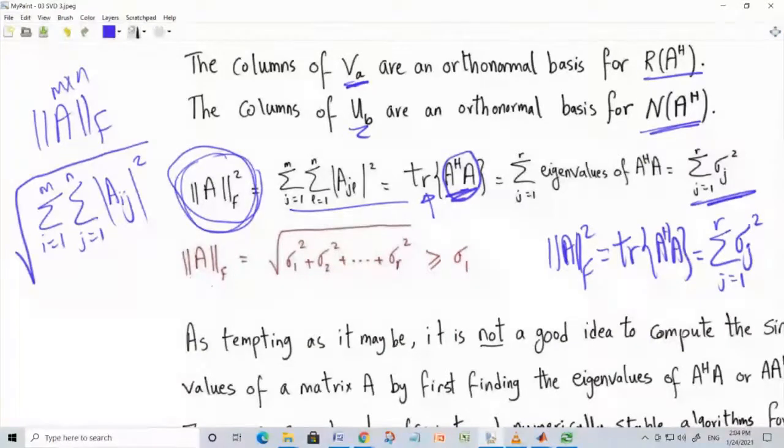Okay, and so if you take the Frobenius norm itself, it will be the square root of this sum of squares. And definitely, because sigma 1 is the biggest guy, this quantity is greater than or equal to sigma 1. So sigma 1 is the maximum singular value of the matrix A. And so the Frobenius norm is always greater than or equal to sigma 1. And actually, sigma 1 itself will turn out to be a matrix norm.